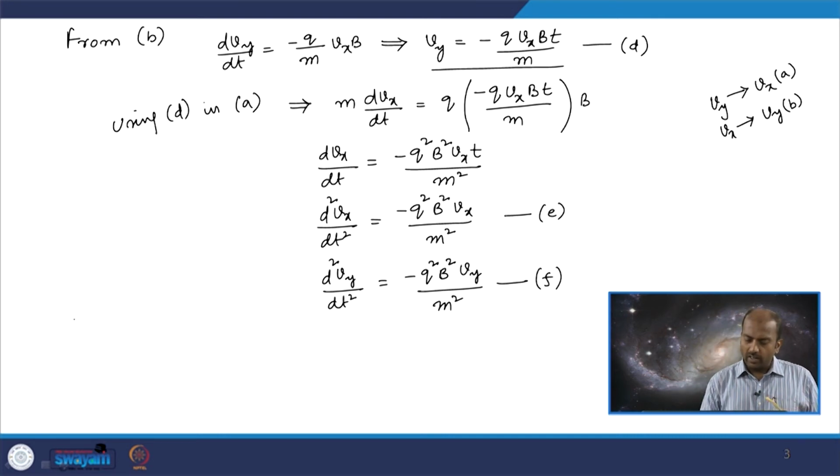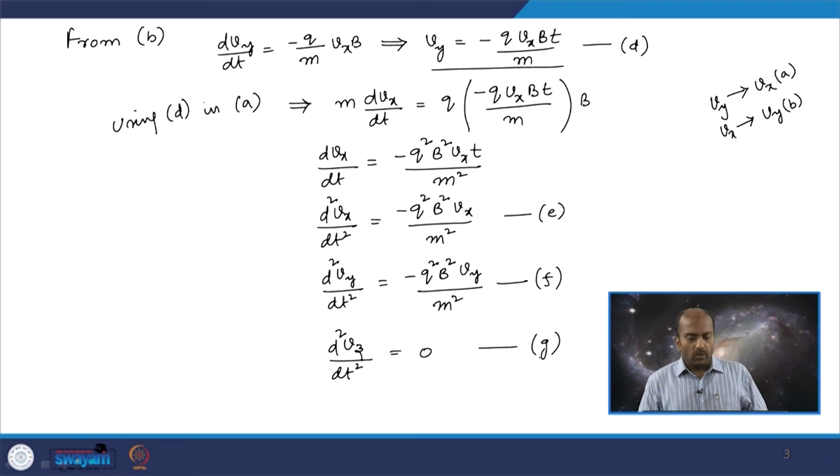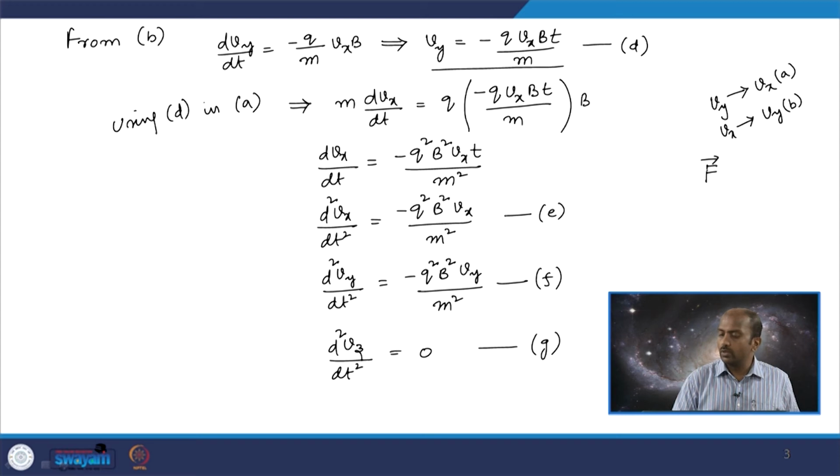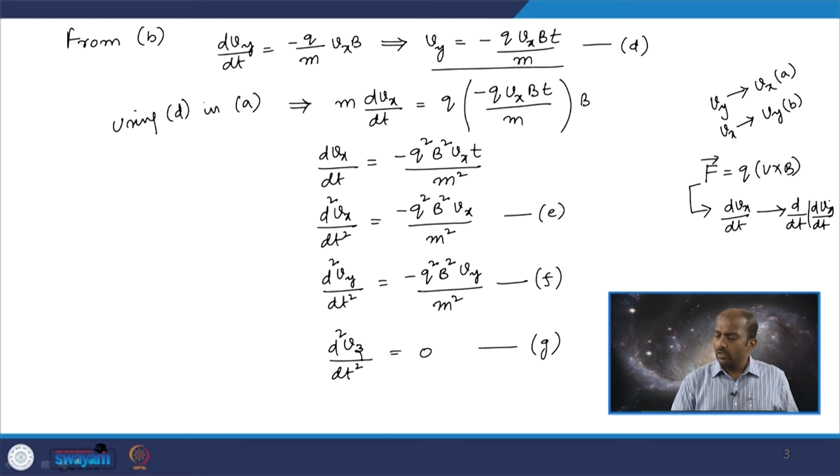Now, we already had one expression for dVz, and differentiating it again with respect to time, we can write d square Vz by dt square as 0, and let us call this expression G. So, starting from the expression for the force q times V cross B, getting the value of dVx by dt and differentiating this expression again, we have got three second order differential equations.